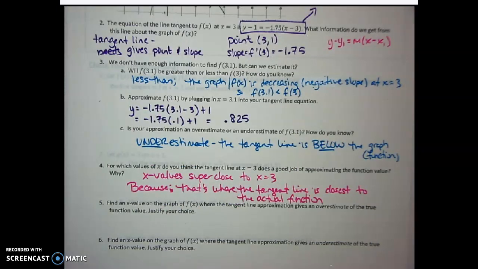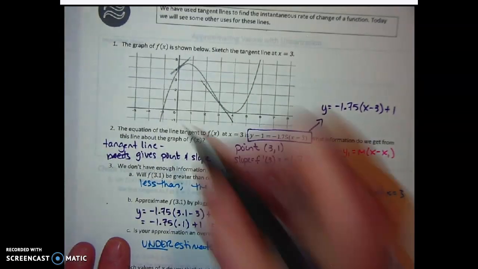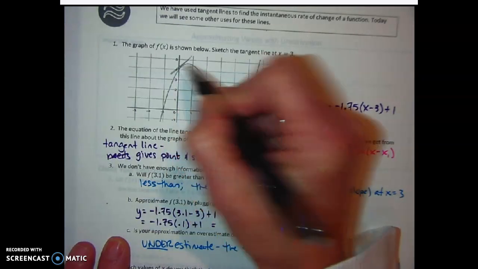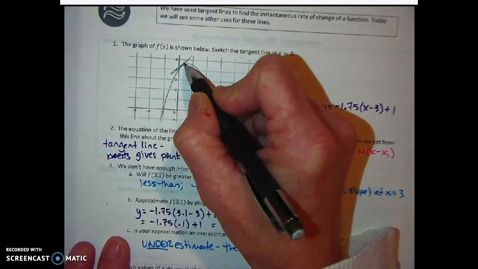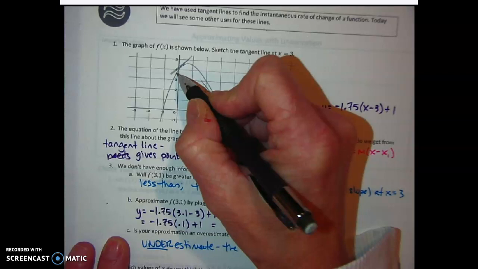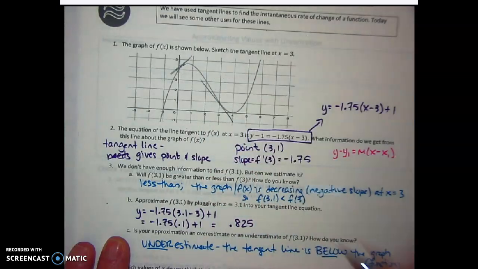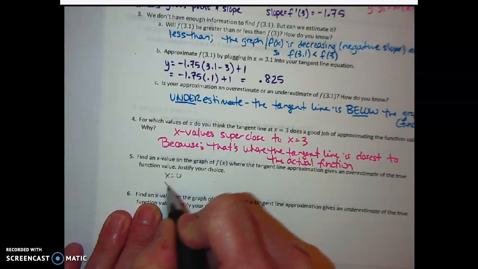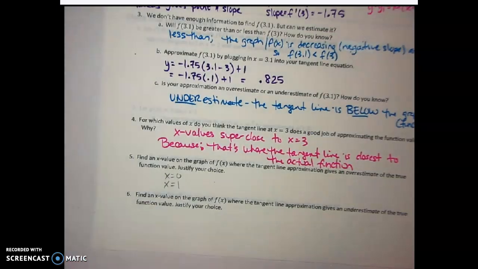Number 5, find an x value on the graph of f of x where the tangent line approximation gives an overestimate of the true function value. If we go ahead and look at this function up here, when x equals 0, if I draw this tangent line, I can figure out what the slope would be. If I come a little bit above that and I go up to that tangent line, that's going to be an overestimate. If I were to come a little bit below 0 and use that tangent line approximation, that's going to be an overestimate. So I could say that at x equals 0 and at x equals even 1, right? Anytime that the tangent line is going to be above or on the outside of that graph.